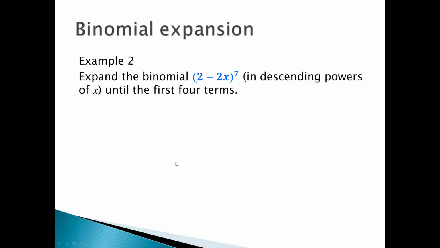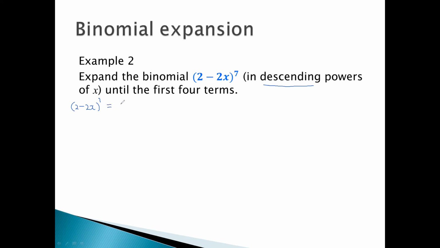Let's take a look at example 2. Expand the binomial in descending powers of x until the first 4 terms. Now it's different. Remember just now I said the first term is always in decreasing power and the second term is in increasing power. So if I were to leave my expression like that, my second term will be in increasing power. That means my x will be in increasing power. Okay, so I will not get what the question wants.